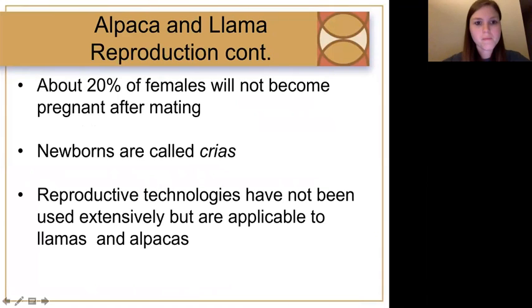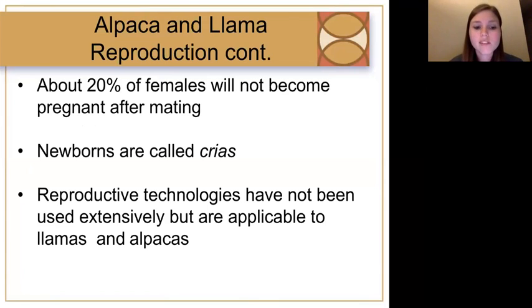So about 20% of females will not become pregnant after mating, however. And I'm not really exactly sure what would cause that, if that's just something with their reproductive efficiency. But that is something to note, that not all of them are going to become pregnant after mating, even though they are induced ovulators. So ideally, everything should line up. But things happen, and the reproductive system doesn't always go as planned.